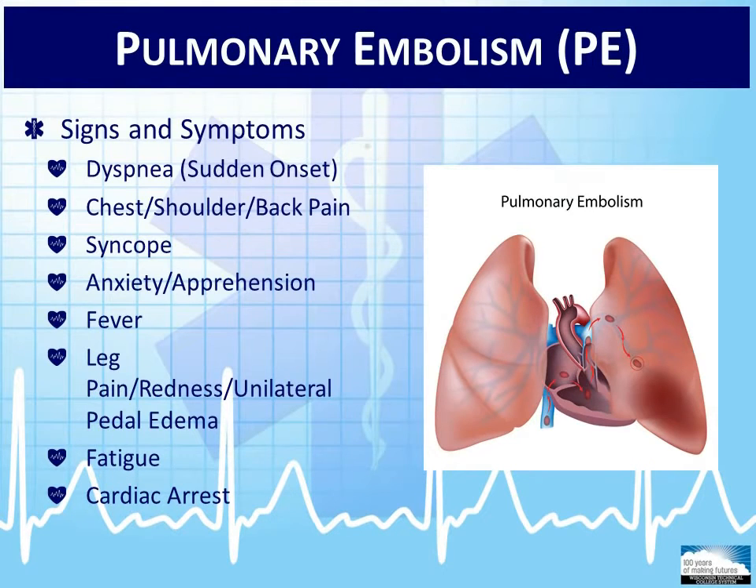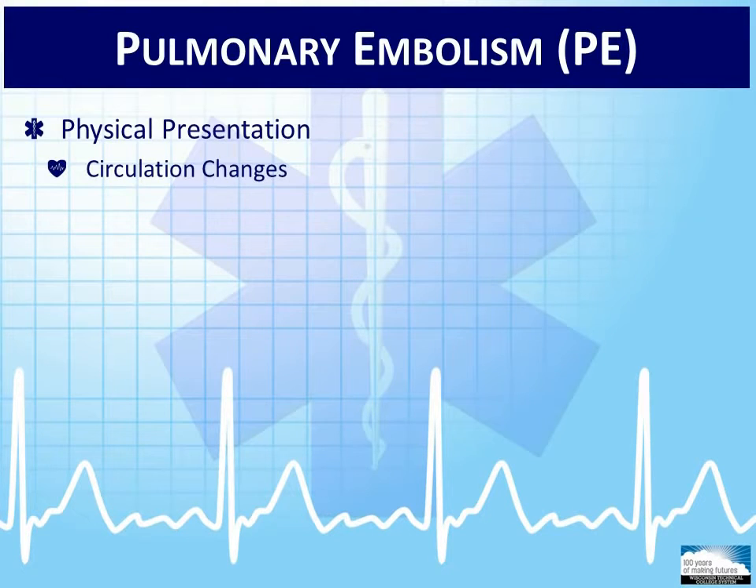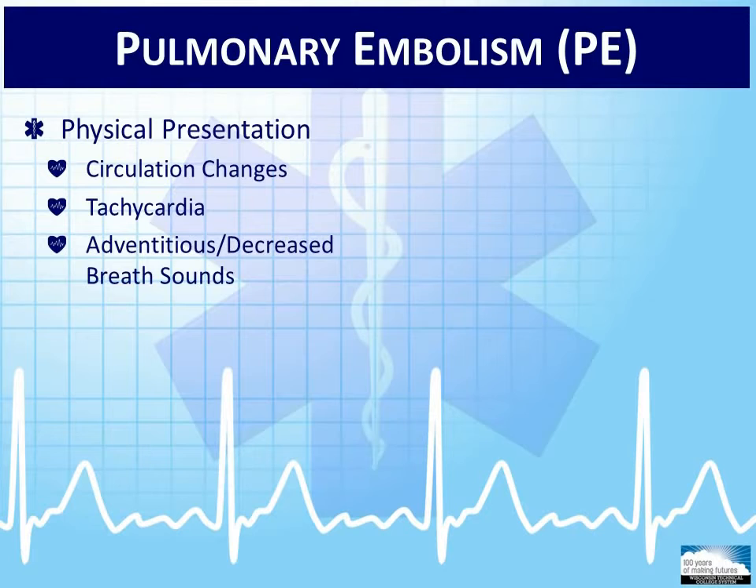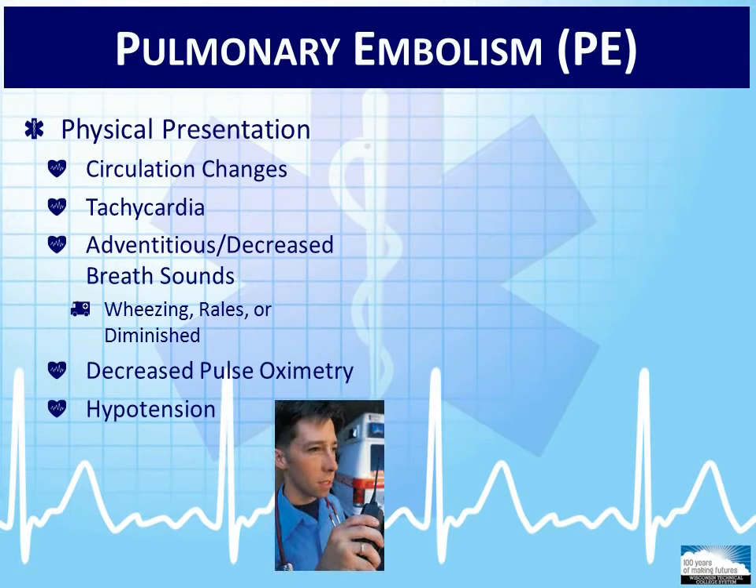A geriatric patient with a pulmonary embolism may present with circulation changes, tachycardia, adventitious breath sounds such as wheezing, rales, or diminished, decreased pulse oximetry reading of 70% or lower, and hypotension. Your assessment should include obtaining a blood pressure and pulse oximeter reading if the equipment is available.